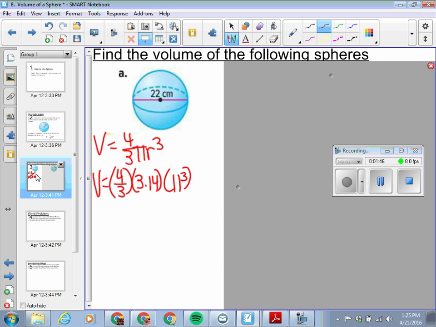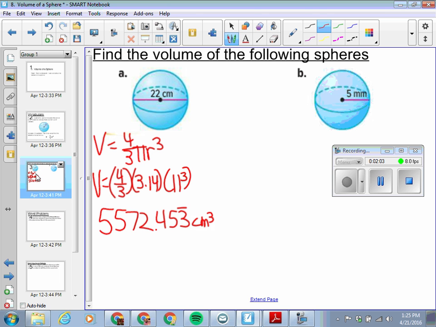We have a large answer of 5,572.453 with the 3 repeating centimeters cubed. Okay, just plug and chug away.